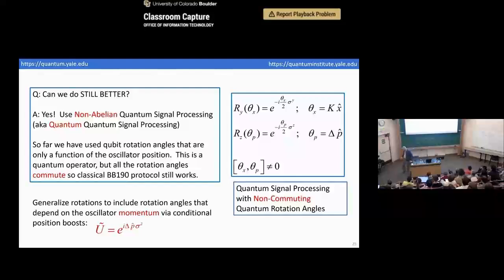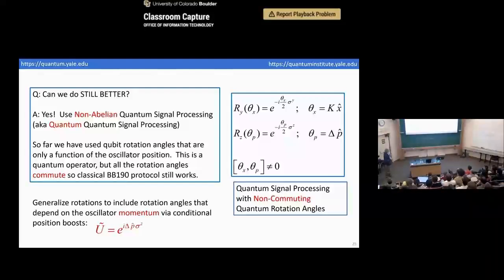So can we do better? Well, there's something we haven't used. We haven't used the fact that we can also do conditional displacements, not just conditional momentum boosts. And so we can make rotations by angles that are either quantum variable x or quantum variable p, and those rotation angles don't commute with each other. So this is what we call non-abelian quantum signal processing. The previous example, BB190, was abelian quantum signal processing because all the angles commuted with each other.